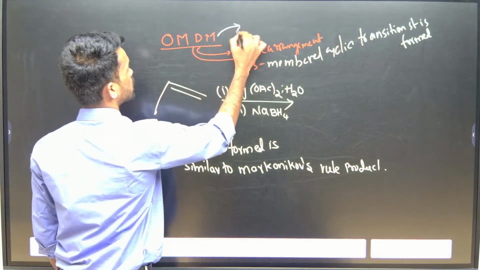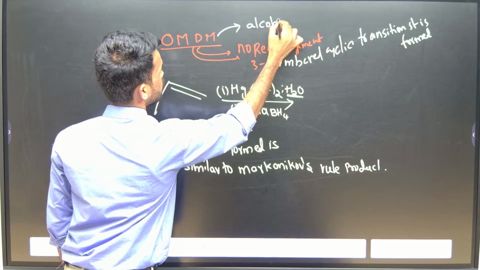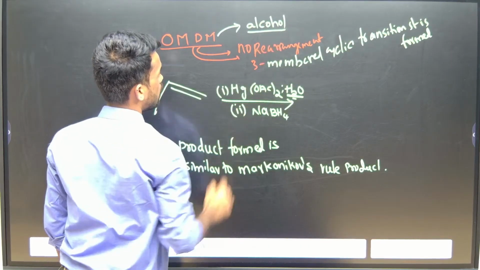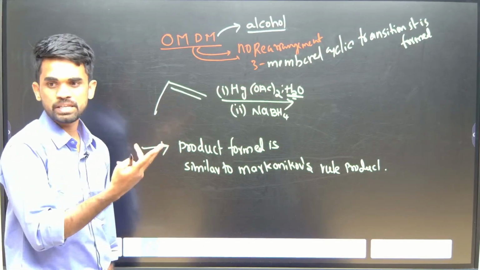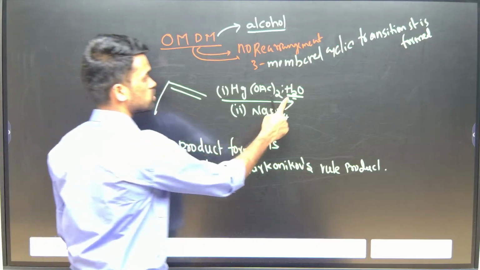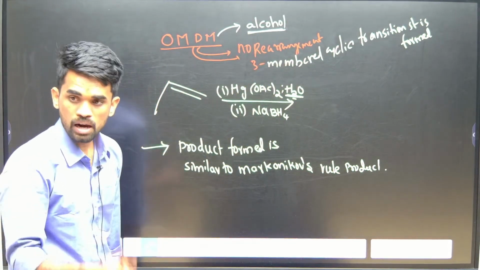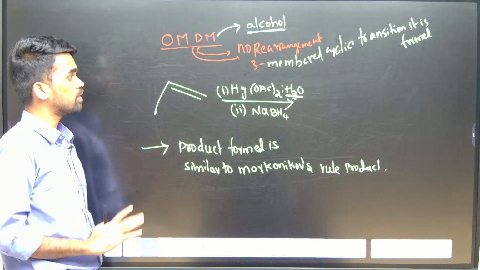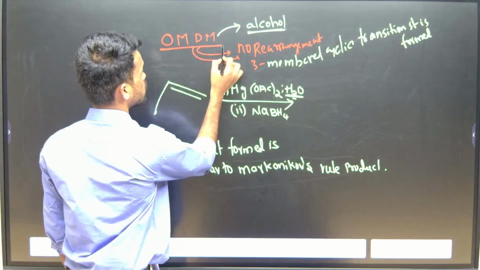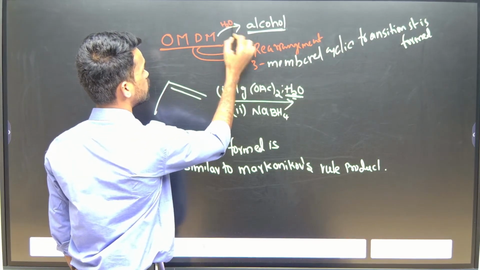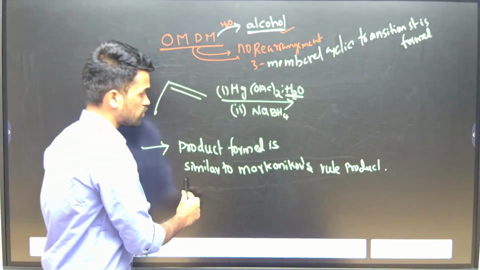If you are using water, the product formed is alcohol. If you are using alcohol as the nucleophile, the product formed is ether. Okay, remember that. If you are using water as a nucleophile, alcohol will be the product. If you are using alcohol itself as a nucleophile, ether will be the product. That is the difference. So in the OM-DM reaction, upon treating with water, what will be the product formed? Alcohol.